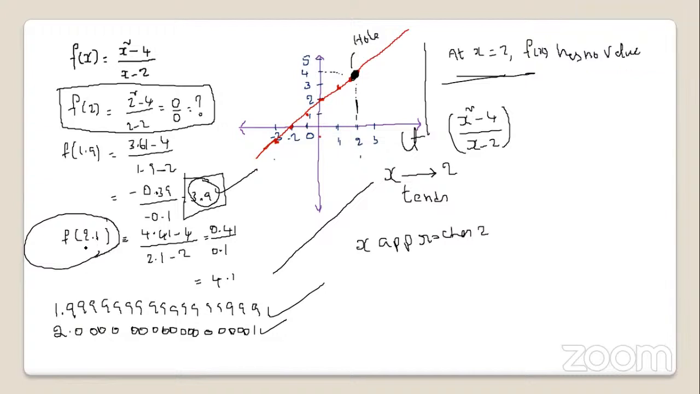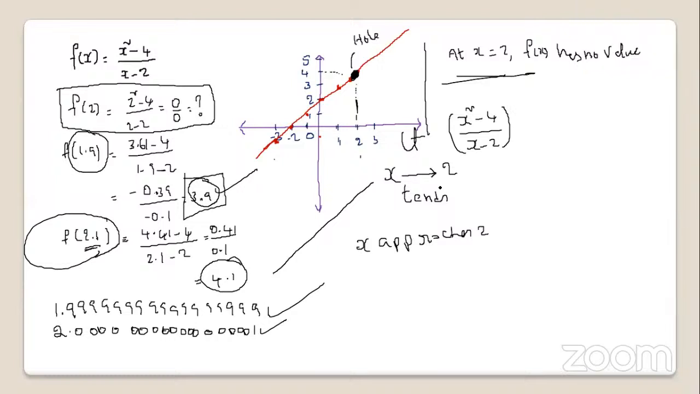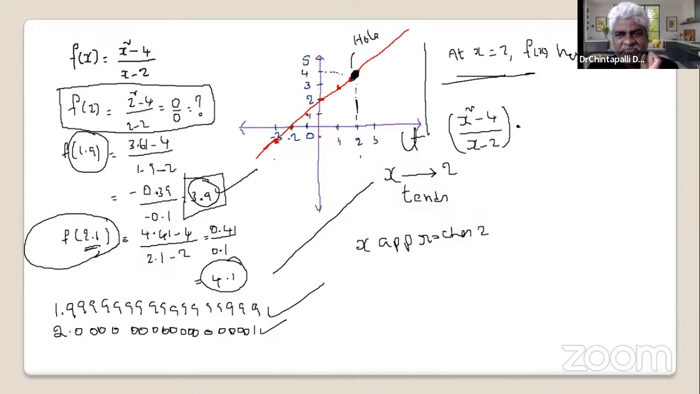See here, for f of 2.1, X is nearby 2 and this is nearby 4. So if X is nearby 2, then this function is nearby 4. That's the concept of limit. It's very interesting.